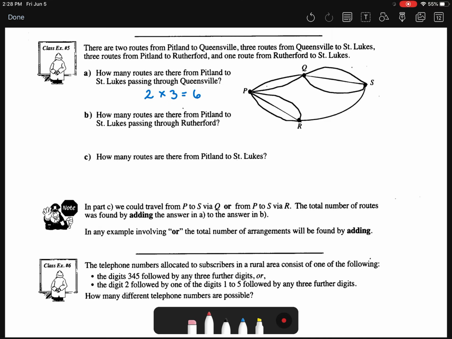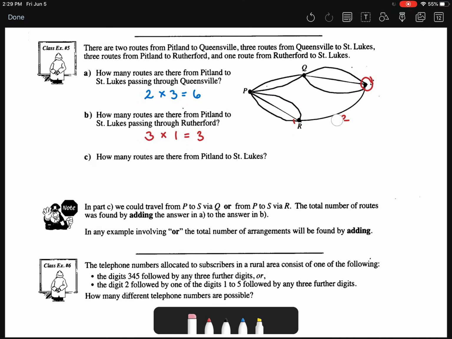Okay. The second part says how many routes are there from Pitland to St. Luke's, but you have to go through Rutherford. So this time again, it's a 2-step process. Okay. The first step is going from Pitland to Rutherford, which there are 3 roads, and then there is only 1 choice, okay, from Rutherford to St. Luke's, so 3 times 1, that's 3.